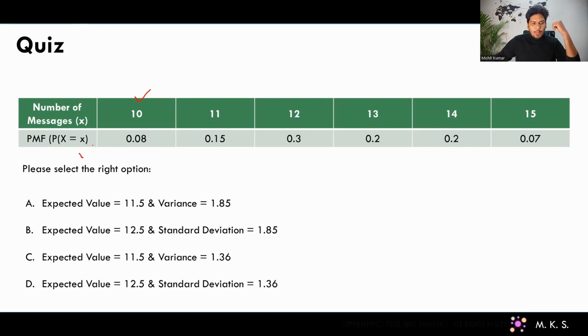Now probability is already given for that. Based on the past data, we have the probability that the number of messages in the next 1 hour will be 10 is 0.08. Similarly, for 11, it's 0.15. This is nothing but what? All these values, these are PMFs, right? Probability of X is equal to small x. So this is nothing but your PMF, probability mass function.